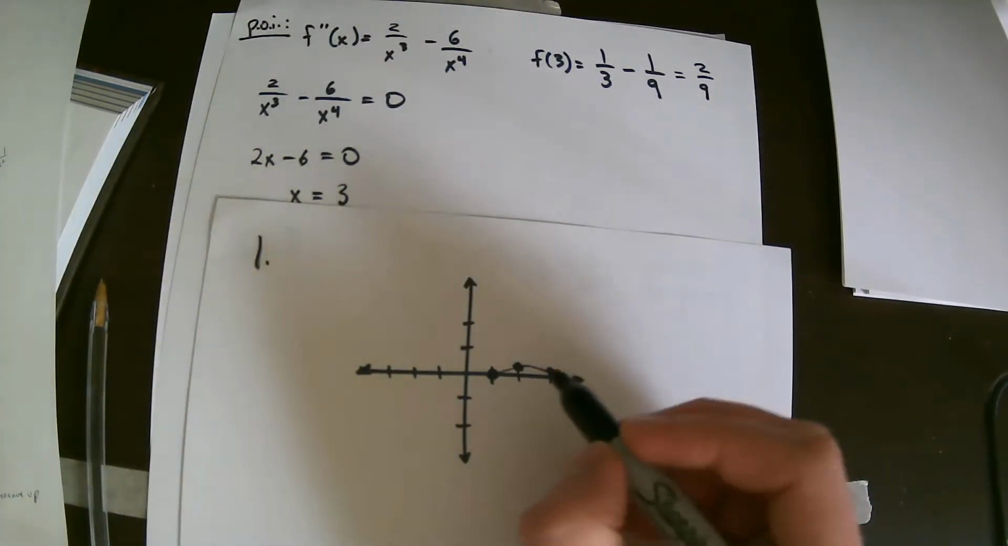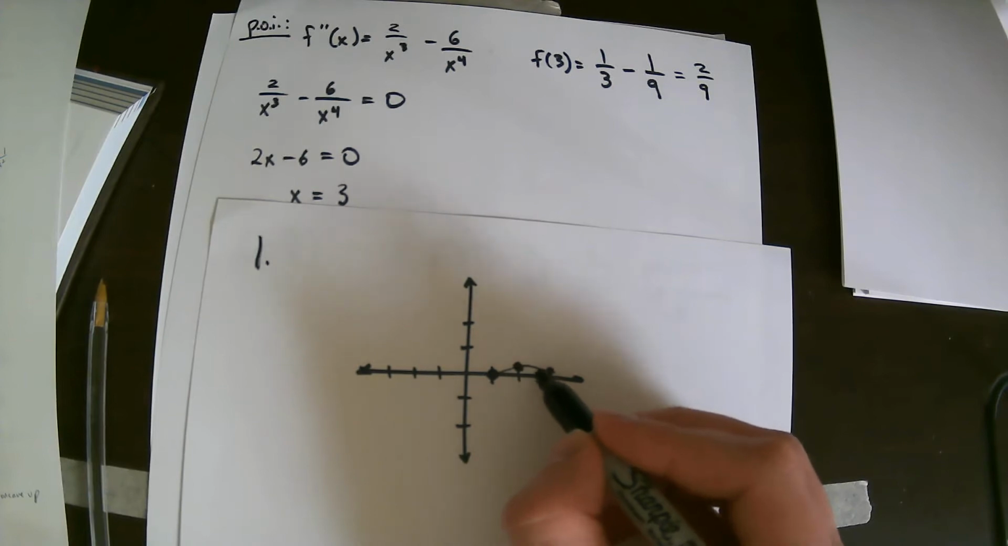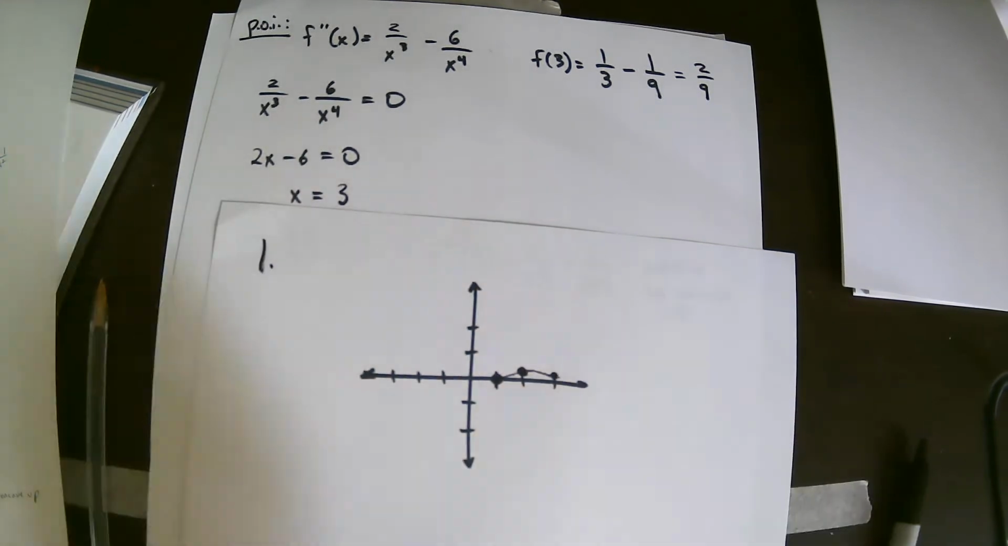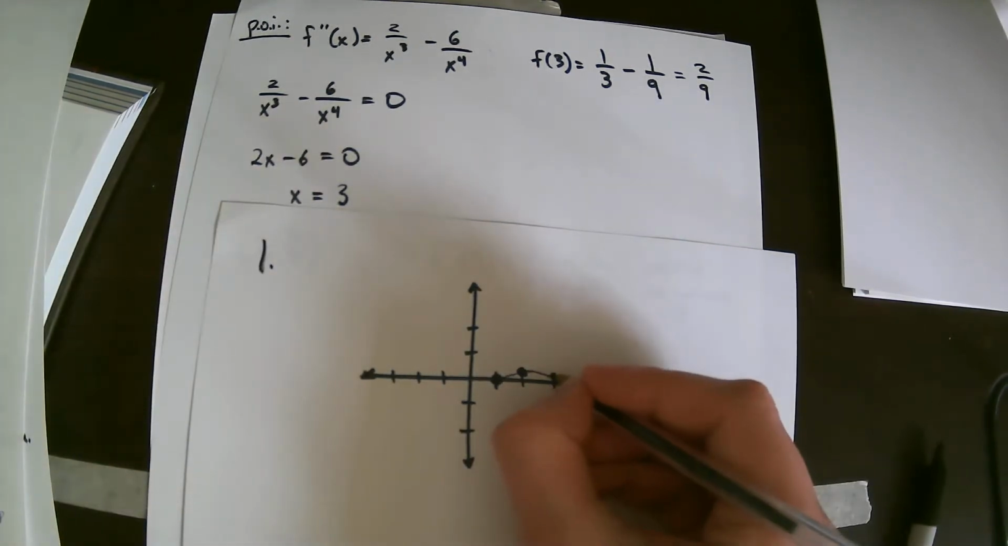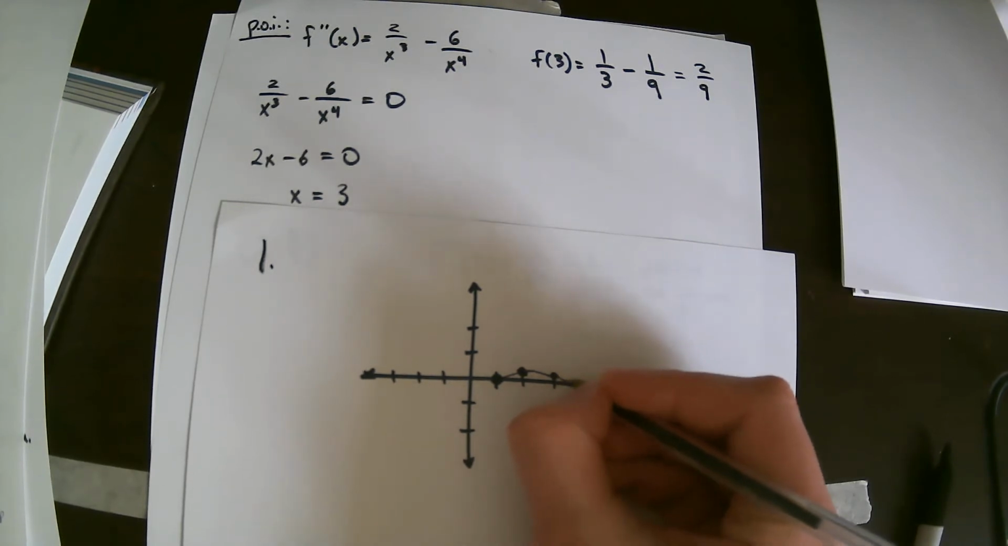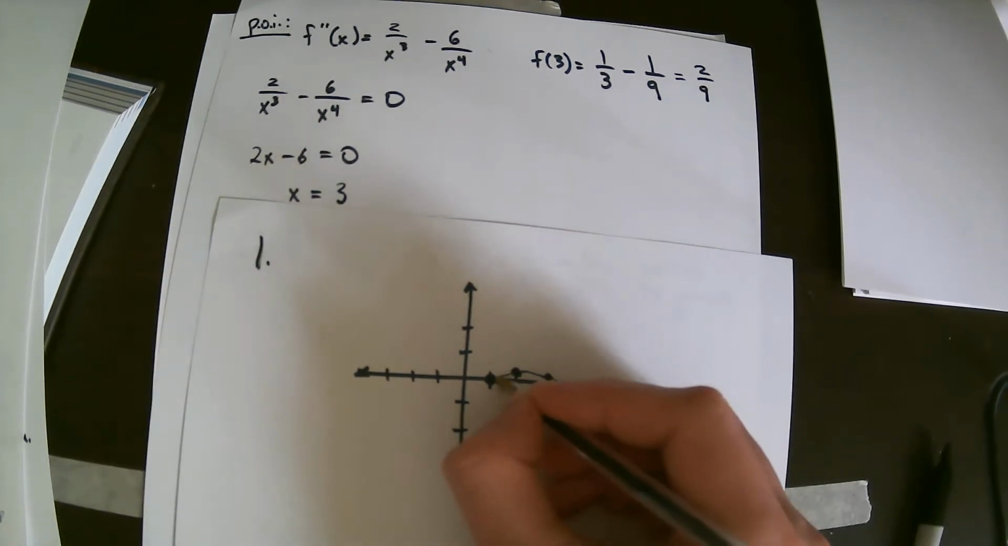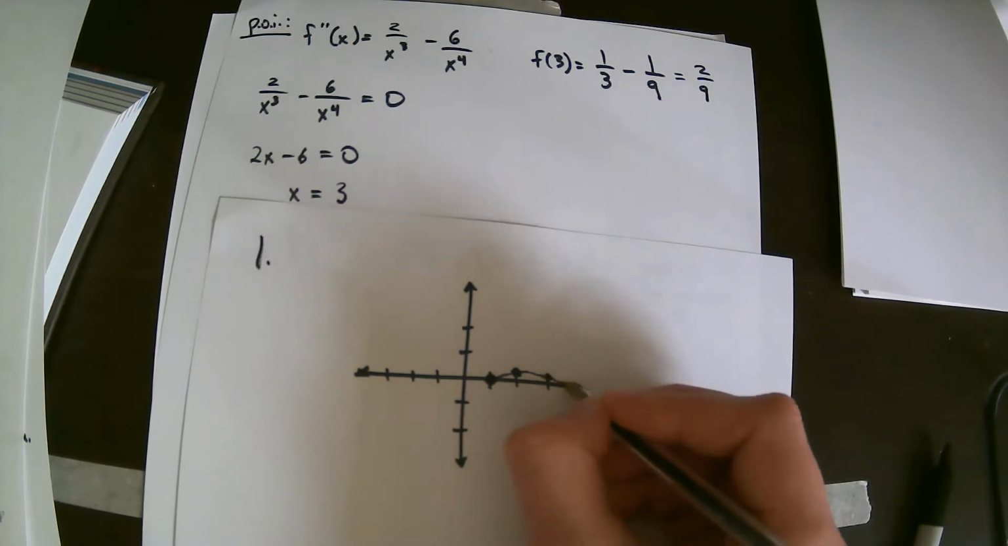So it goes from being concave down over here to concave up over here, which makes sense because it's supposed to be going like that. There we go. Alright.